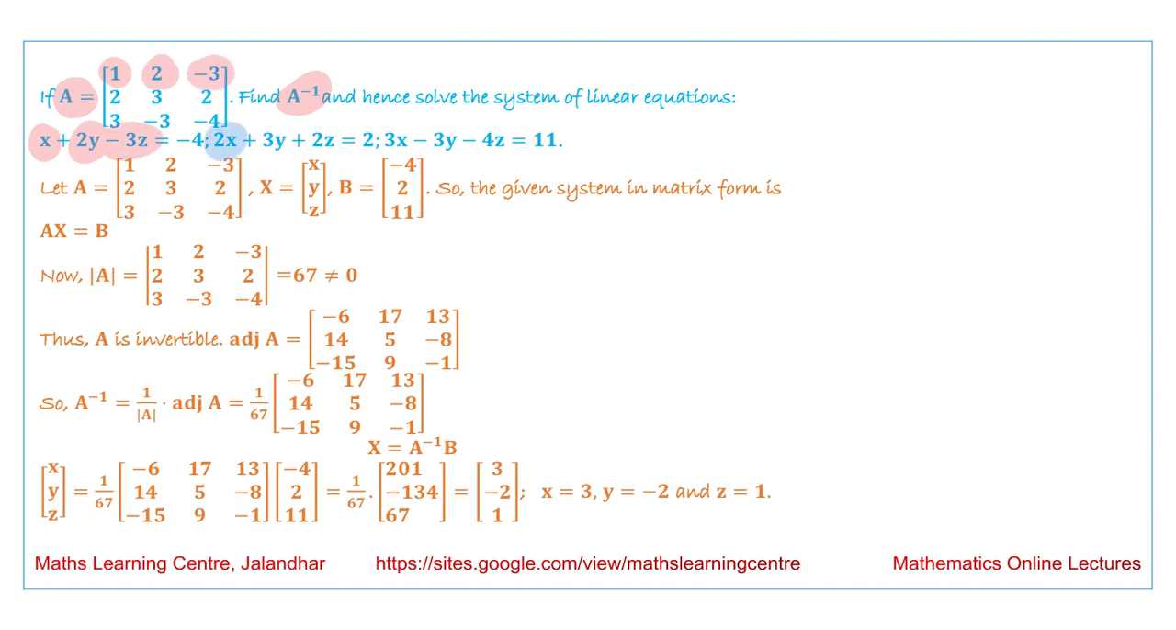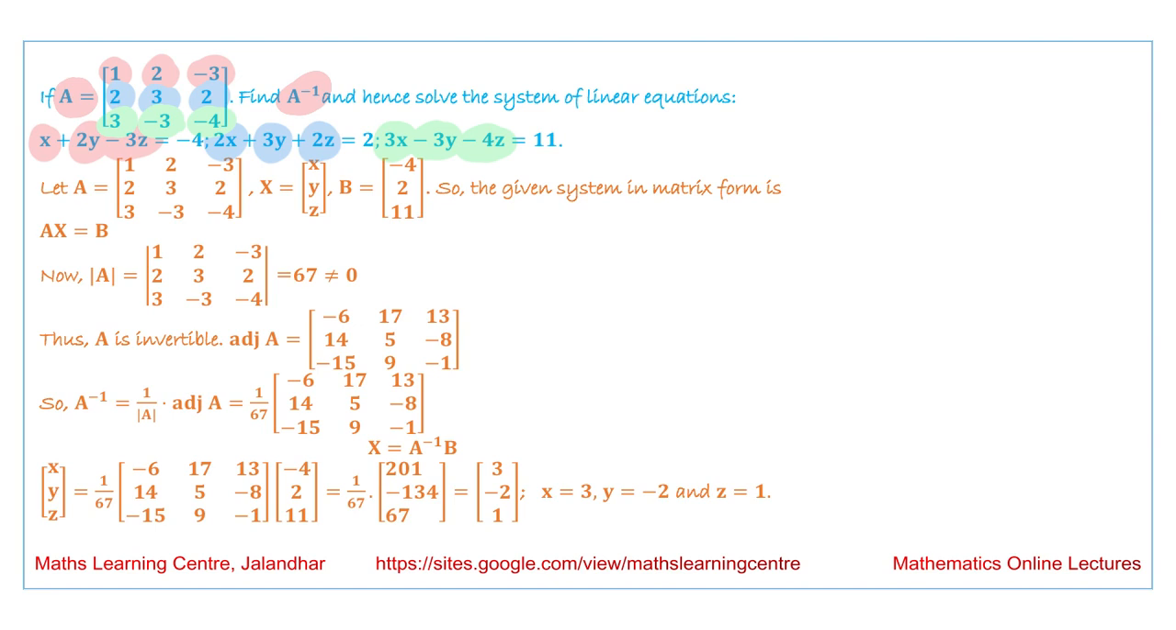In the next equation, the coefficient of x is 2, y is 3 and z is 2. And lastly, the coefficient of x is 3, y is minus 3 and z is minus 4. These are the coefficients we have.